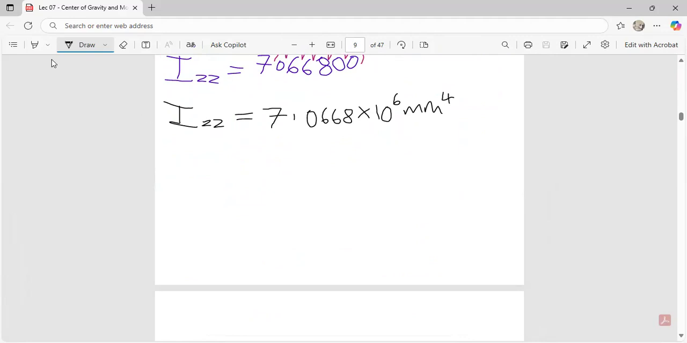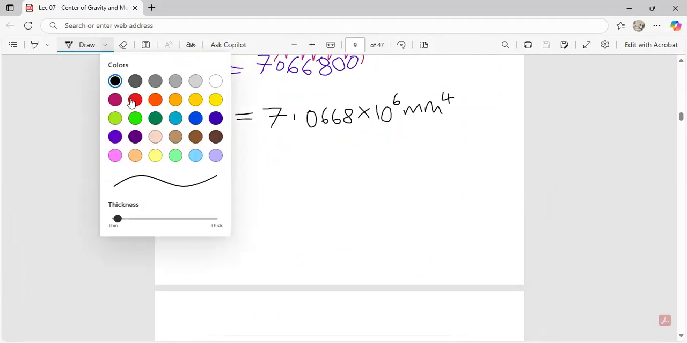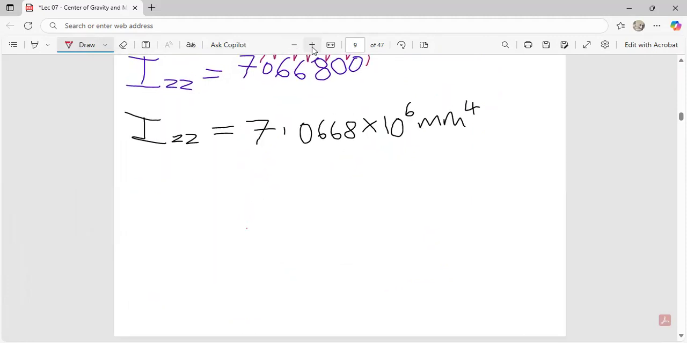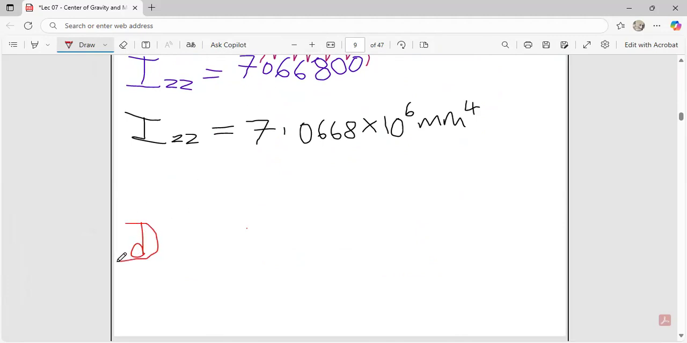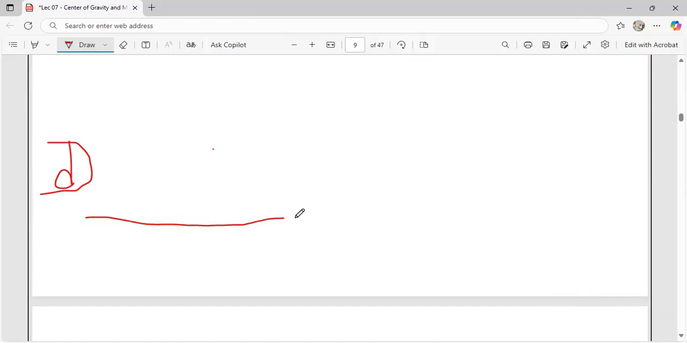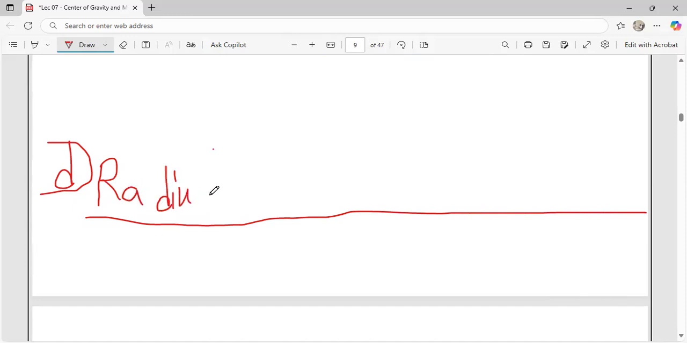So we are on D now, and the D part of the work says that we should calculate the radius of gyration. So D says we should calculate the radius of gyration. That becomes the radius of gyration.